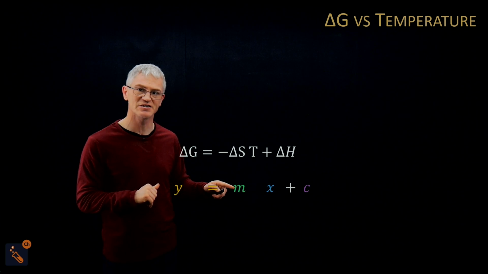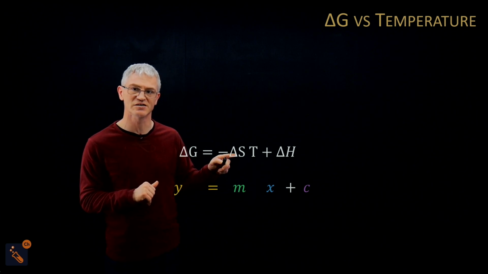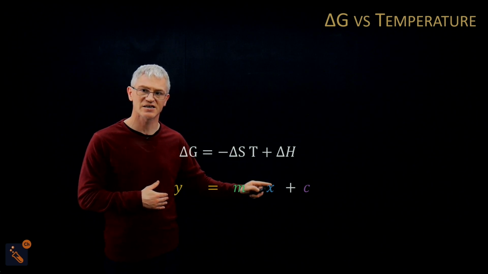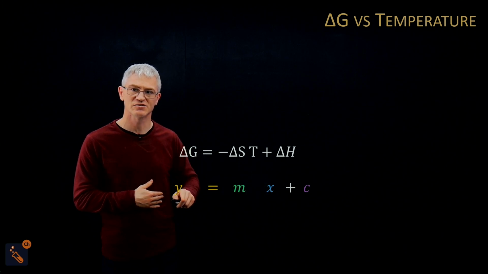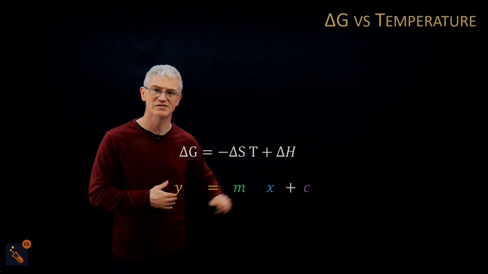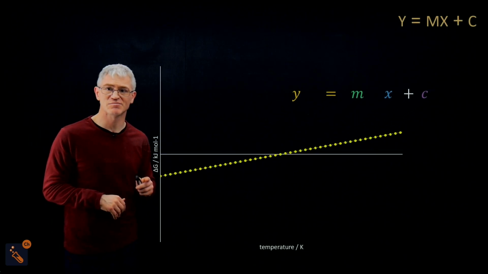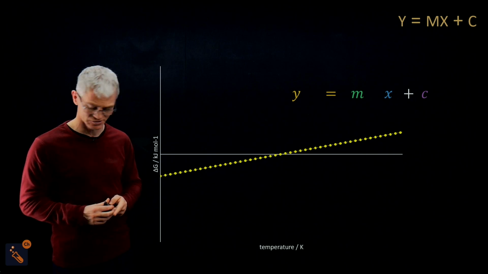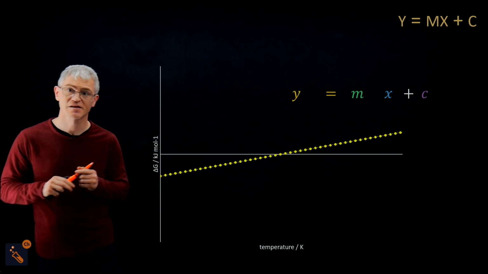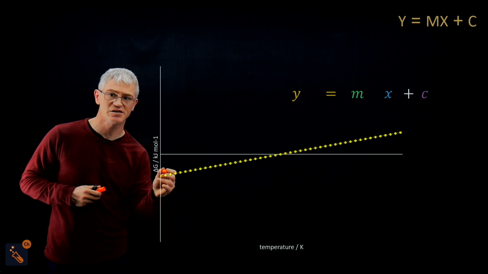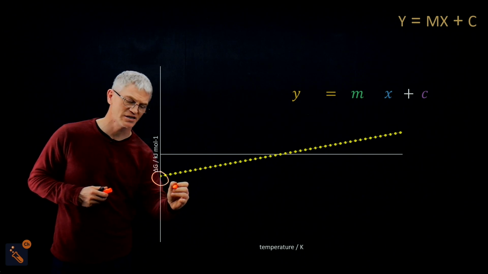And that means the m is your gradient. So your gradient is minus delta S. The x-axis is T, and your delta G is your y, and then your intercept is c, which is delta H. So that basically means this is my delta H, and I'll write this on here. If I want to do my intercept here, that's delta H.